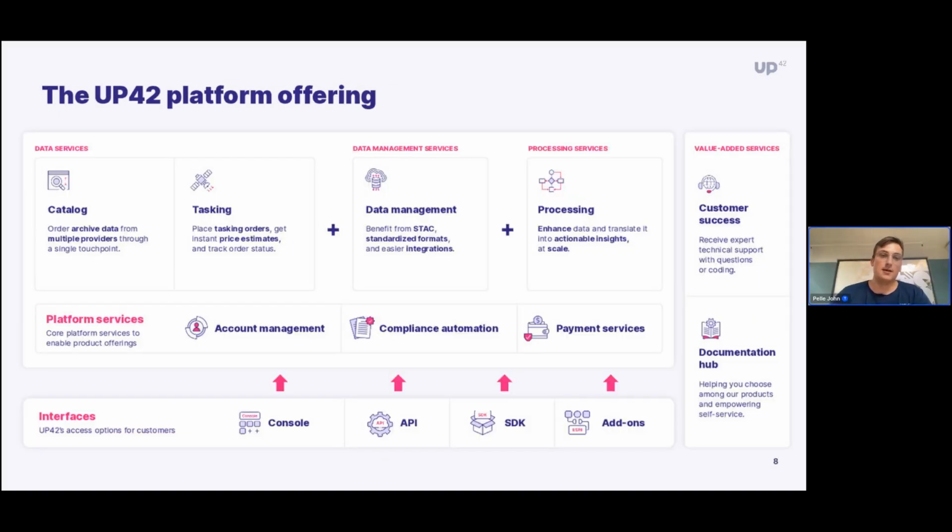If you're looking into the UP42 platform, we have 4 main offerings. The first one on the upper left is the catalog, where you can access a broad range of archive data from optical, SAR, elevation data, as well as different kinds of system types, let it be balloons, aerial, or satellites.